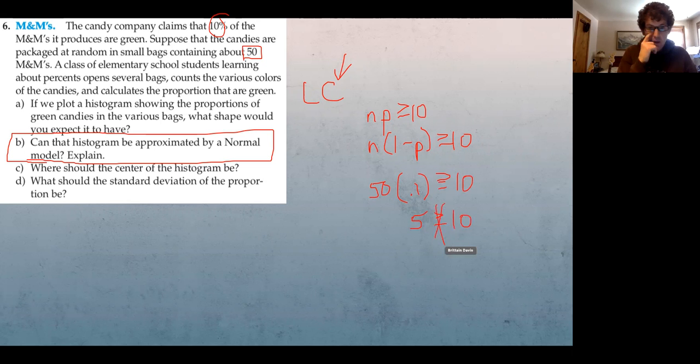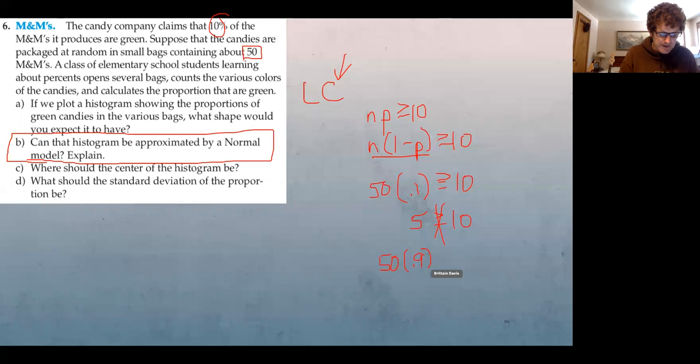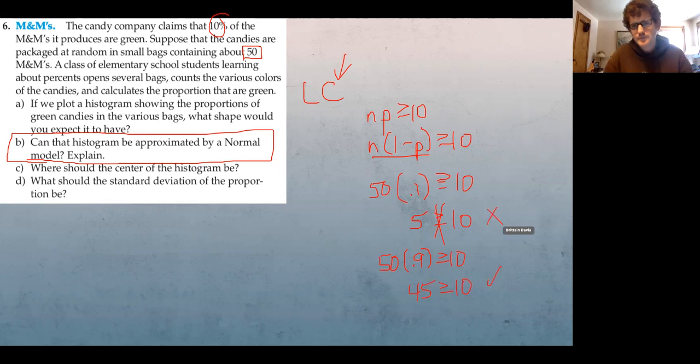And we can see that that's not greater than or equal to 10. Now the other side is okay when we look at the probability of failure, and it's always going to be just one of these that you need to really worry about. So when I do 50 times 0.9 greater than or equal to 10, 50 times 0.9 is 45. So that one's going to be no problem at all, and that one's good. But this one we failed. So what this means is that it's technically not appropriate to use a normal model.